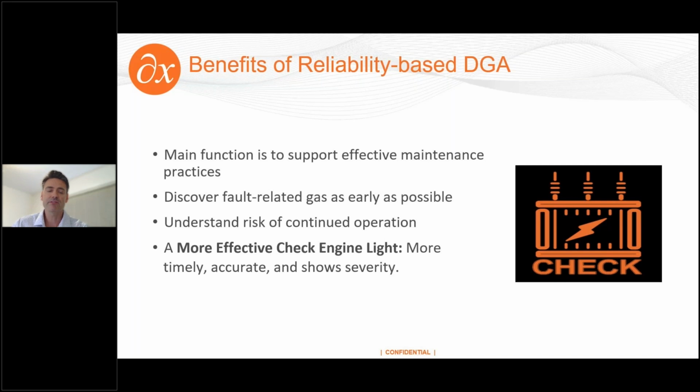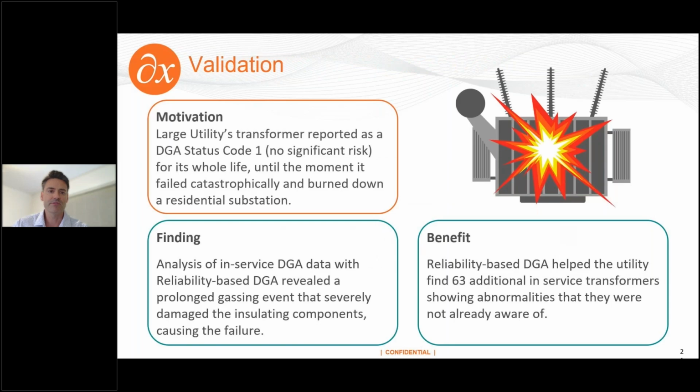You can also think of reliability-based DGA as a more effective check engine light in terms of being timely, accurate, and as well as indicating severity of the potential issue. So transformers can fail in the early stages of gassing, and this is often missed using conventional DGA. So since you're dealing with an extremely valuable and important asset, early warning is critical. So now we'll move into validation.